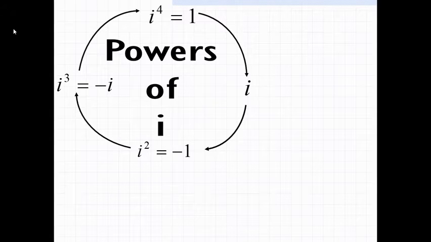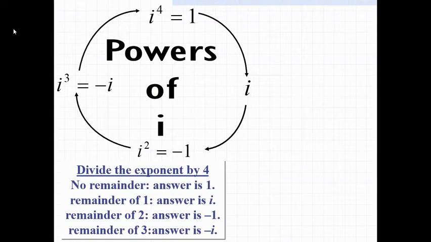You can also see that it is an endless cycle as you go from i to i squared, i cubed, i to the 4th. So if you have no remainder, the answer is i to the 4th, which is equal to 1. If you have a remainder of 1, the answer is i. If you have a remainder of 2, the answer is -1. If you have a remainder of 3, the answer is -i.